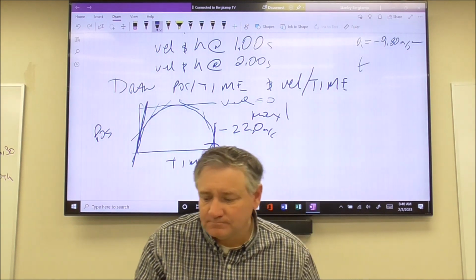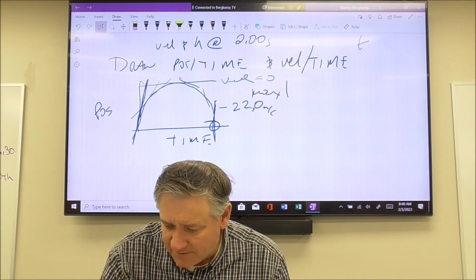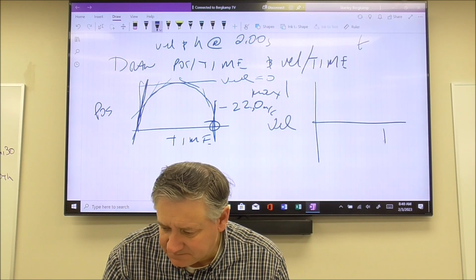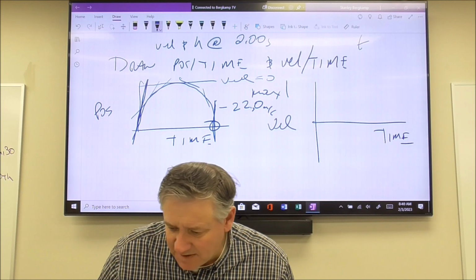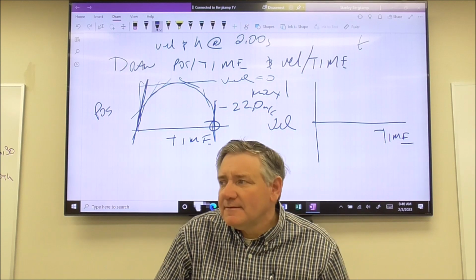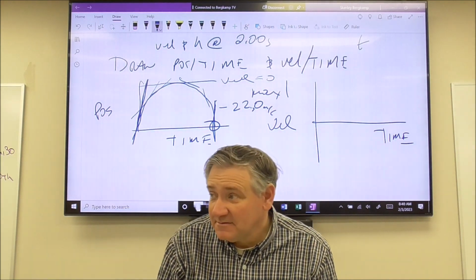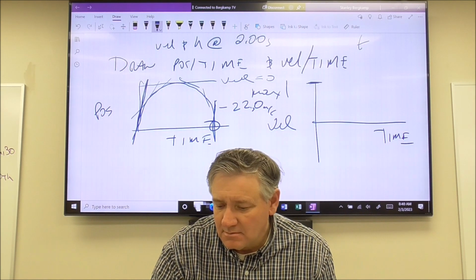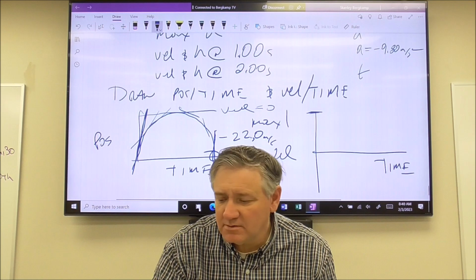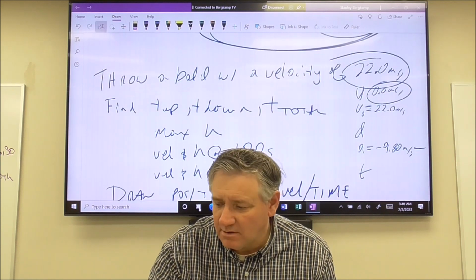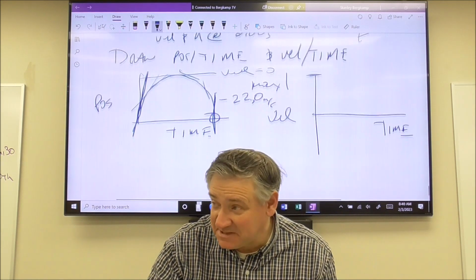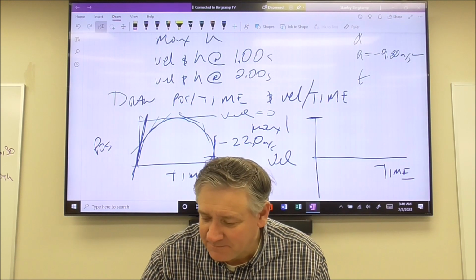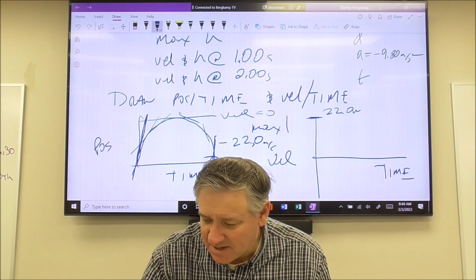So, the velocity time graph. Miss Elliott, where's my velocity time graph going to start? Okay, you're just seeing if I was paying attention. Okay, did I pass? Yep. Okay, fantastic, good. 22 meters per second.